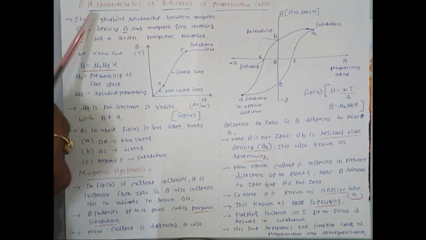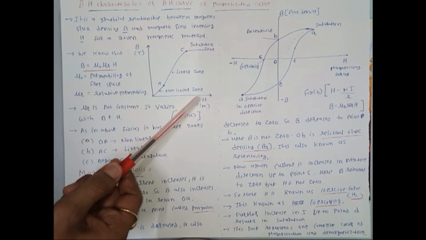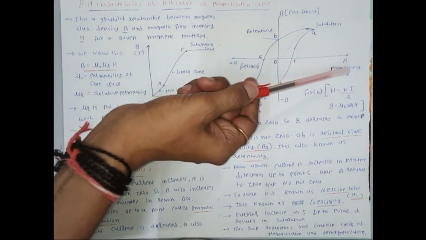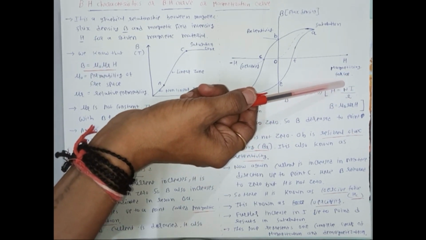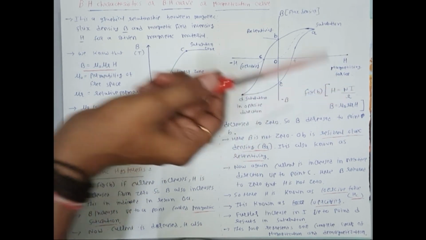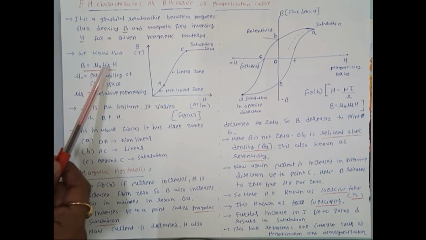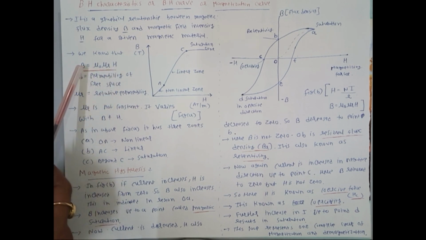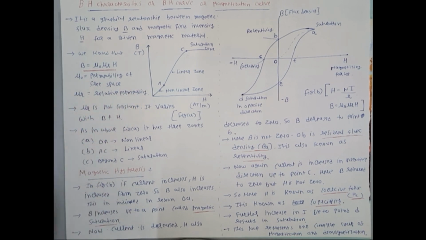So what are B and H? B stands for magnetic flux density. We know that the unit of magnetic flux density is Tesla, that's why T is here. And H is magnetic field intensity or magnetizing force. The equation of H is H equals Ni upon L, where N is the number of turns, I is current and L is the length. The relation between B and H is B equals mu 0 mu r into H. All of you are aware of this equation. Mu 0 is the permeability of free space and mu r is relative permeability.